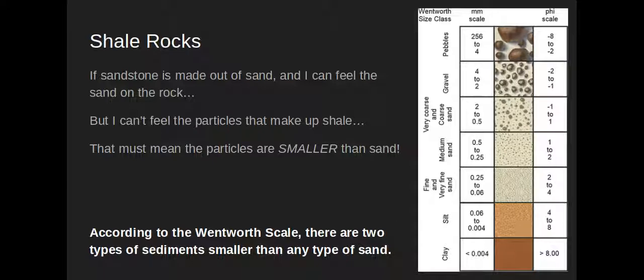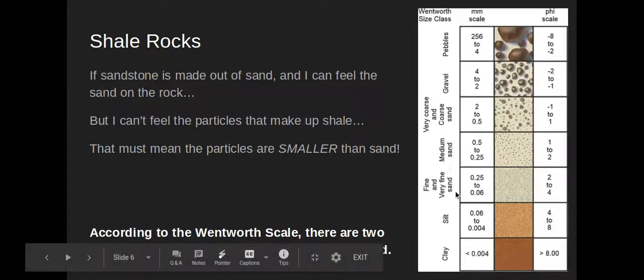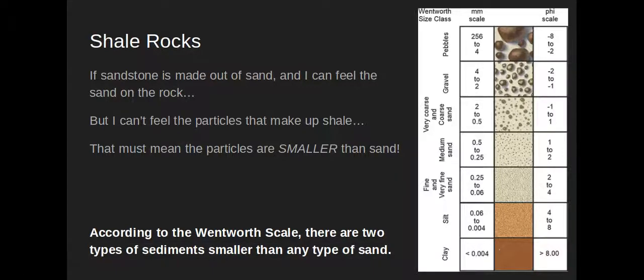But if I can't feel the particles that make up shale, that must mean that those particles are smaller than sand. If they were bigger, I'd be able to feel them even more. I'd be able to see them even more. But they must be smaller because I can't feel them and I can't see them. They're hiding. They're very small.